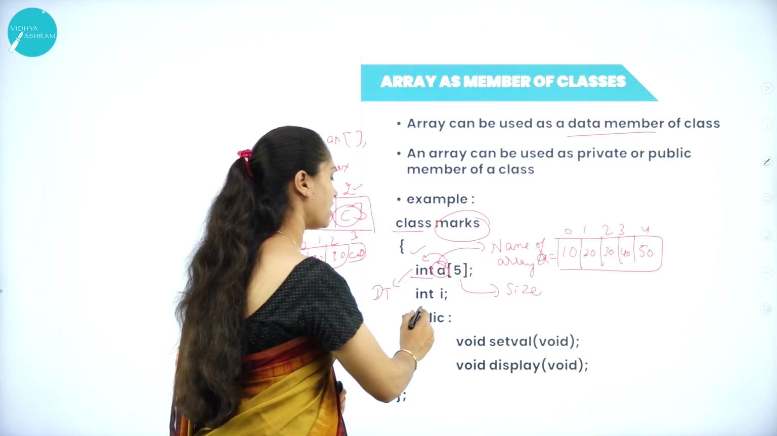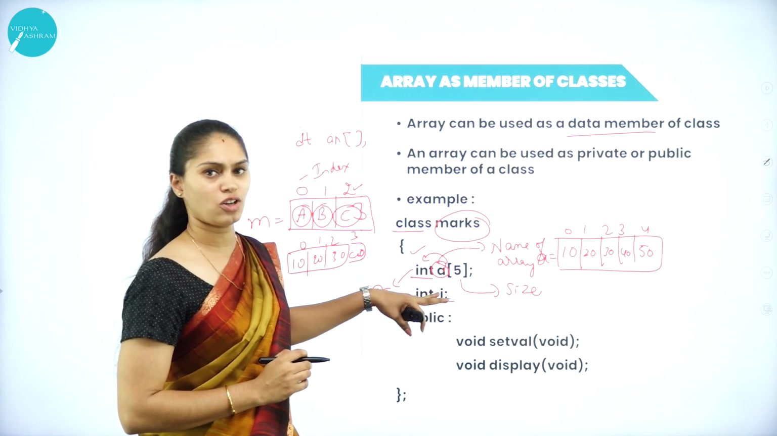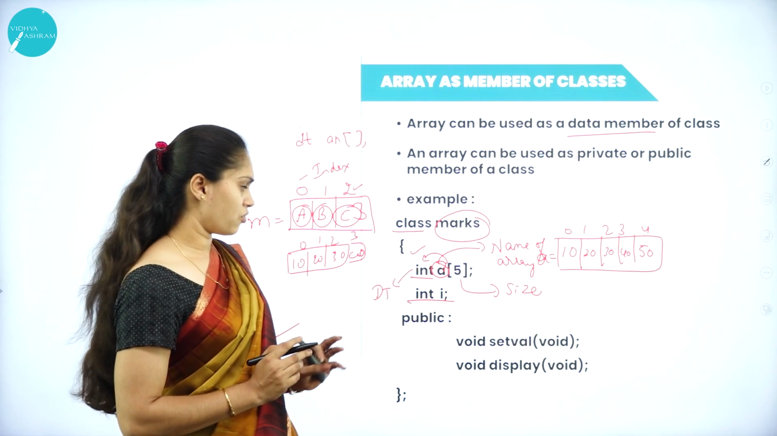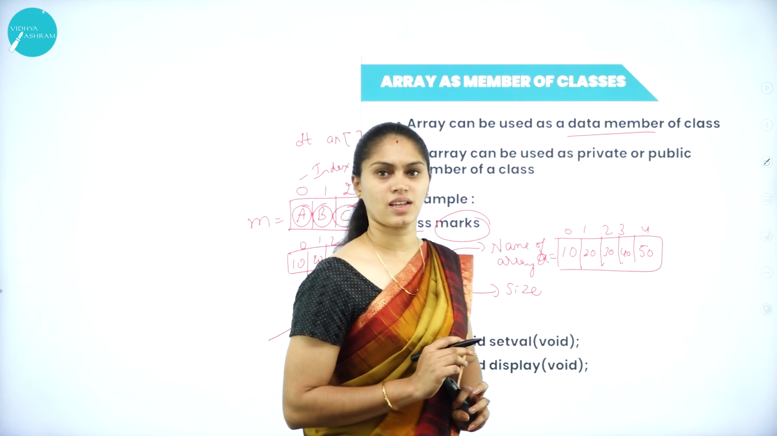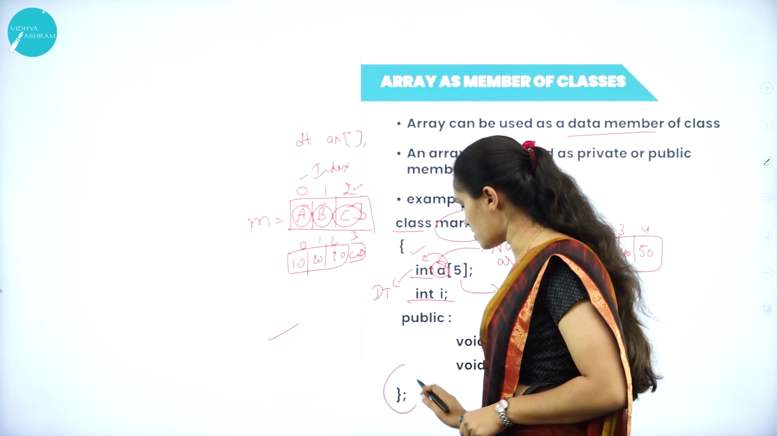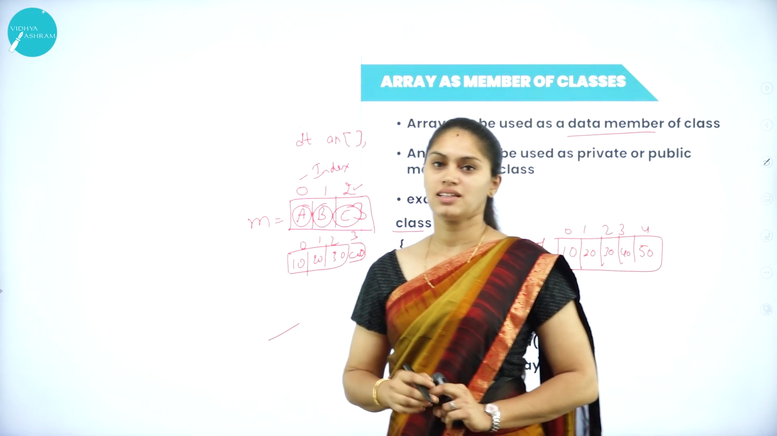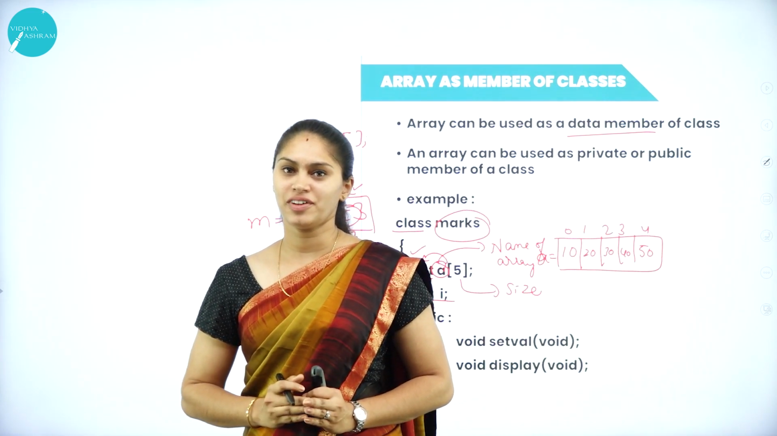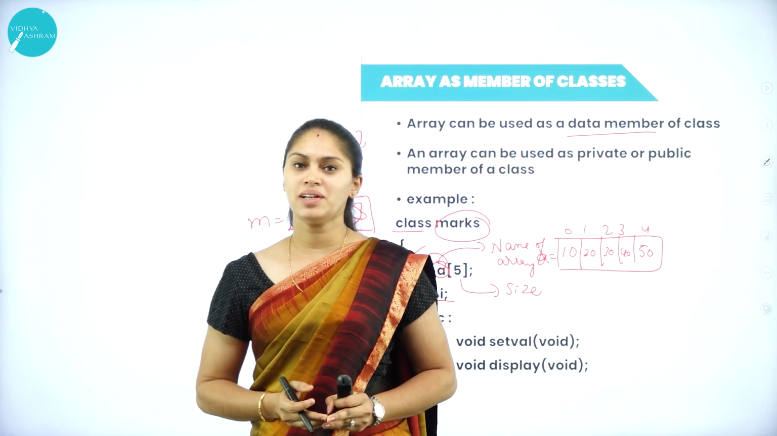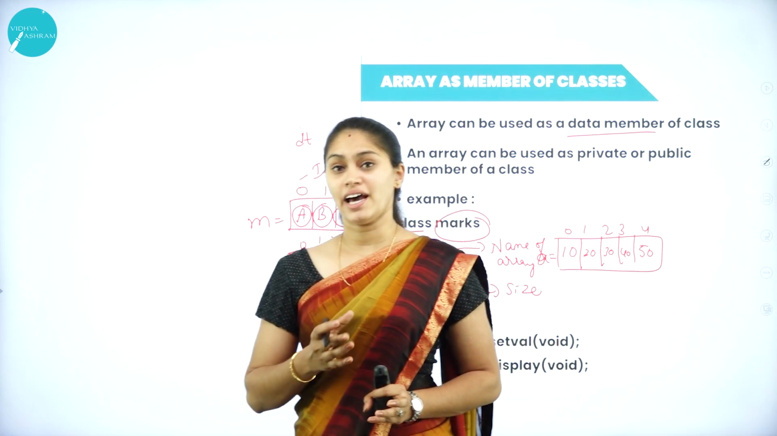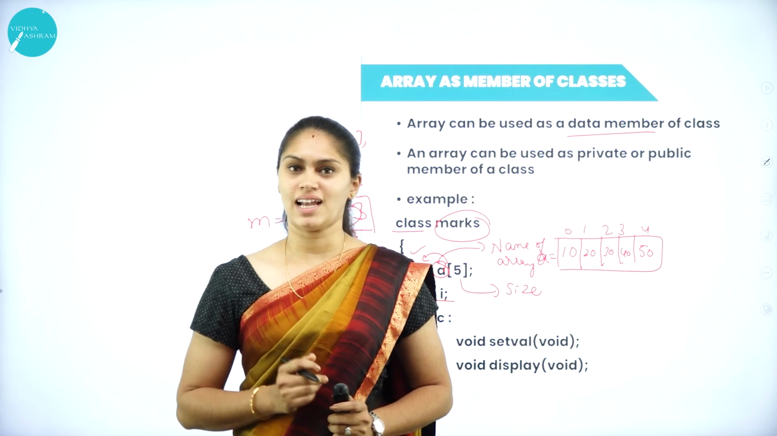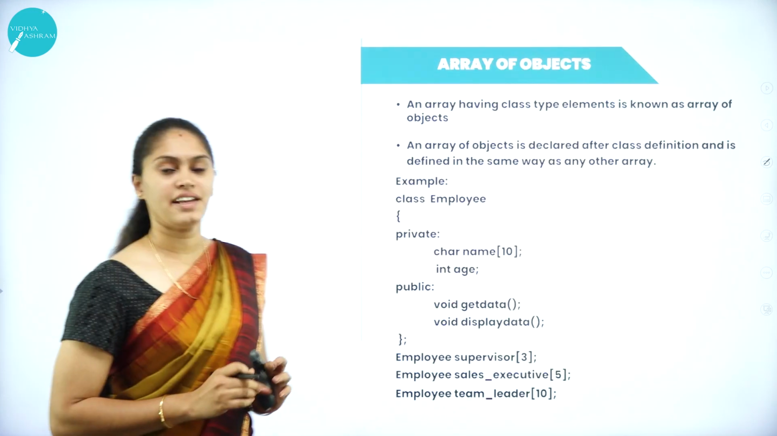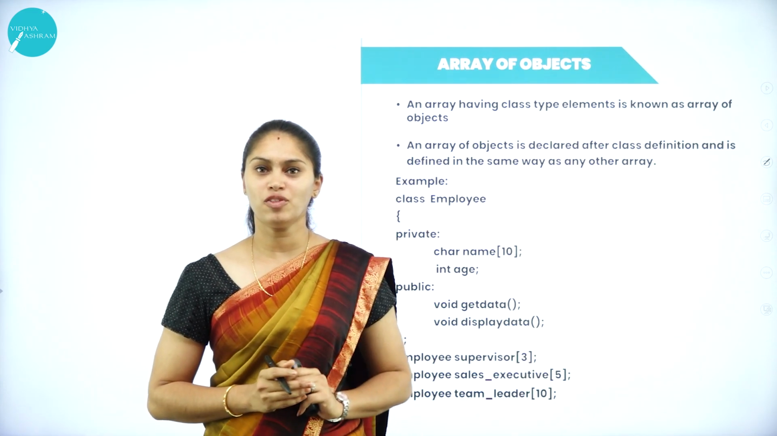Getting it? After that, I am taking one more variable. It is a normal data variable, that is int i. After that we have a member function, and at last I am going to close the scope of the class. That means I can take an array as a member of a class. Like a normal variable, I can also take an array as a variable of a class. Okay, that is regarding array as a member of a class. Now we'll see what this array of objects is.